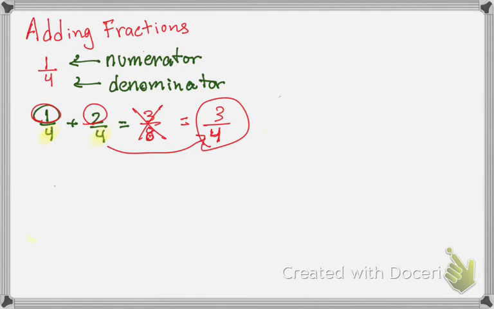Okay, let's try another one. Let's say I had 5/11 plus 3/11. Once again, do my denominators match? Yes, they match. So I'm going to automatically put the denominator right here on the bottom. And then we just add 5 plus 3, which is 8/11.